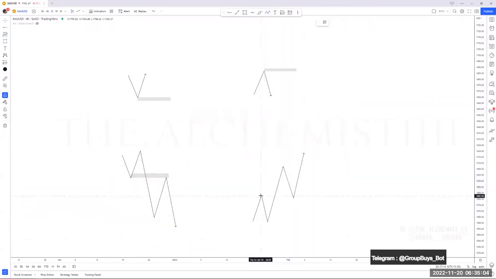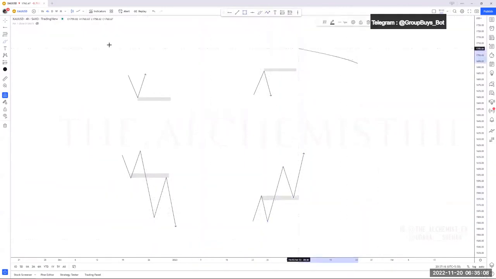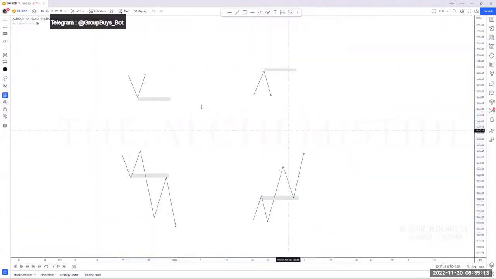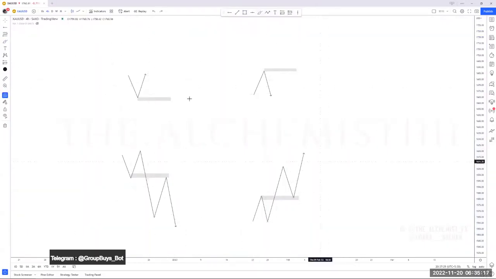So these areas can also be used as POIs, or as key levels. Remember, these are the only ones actually, the major ones. There are more, I'll show you. So these are the major types of key levels or POIs that we use.